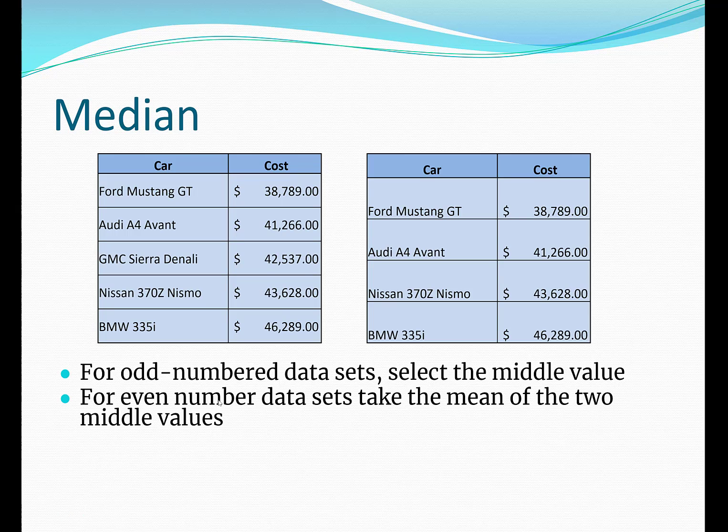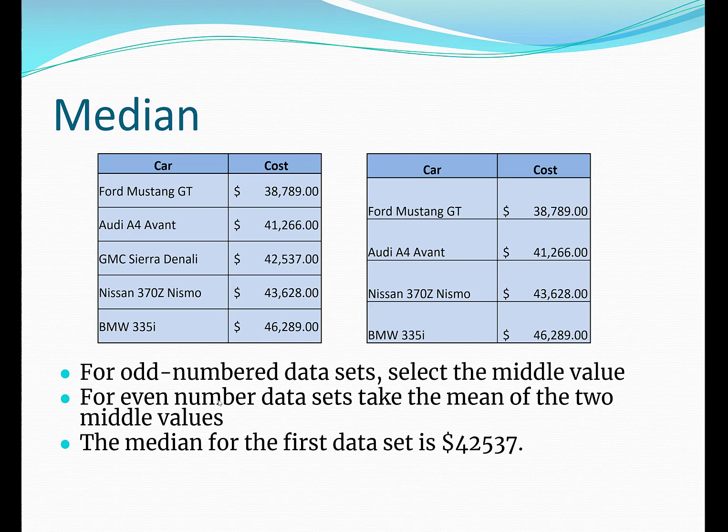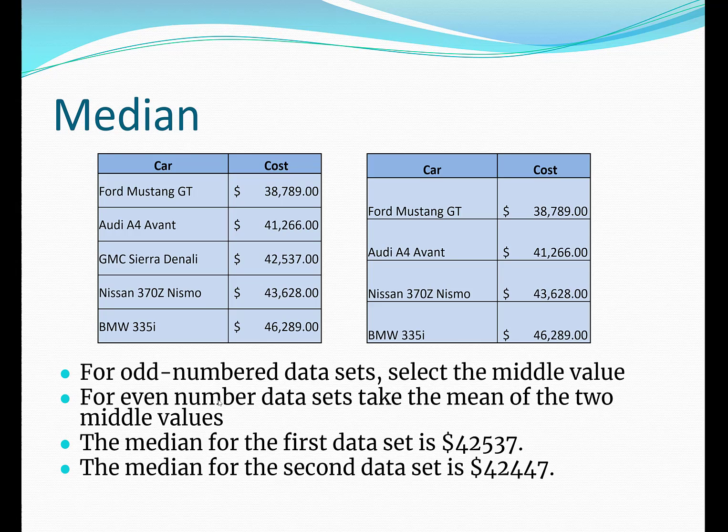For an even number of data points, take the mean of the two middle values. So you would take the mean of, and if you look on the right, you'll see it, the Audi and the Nissan. So the median for the first data set is 42,537. The median for the second data set is 42,447. Remember, I took those two values, added them up, and then divided by 2.